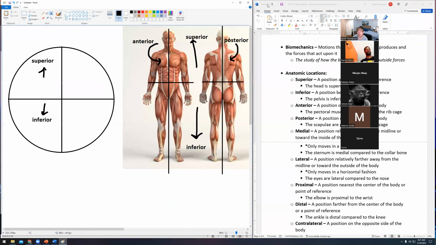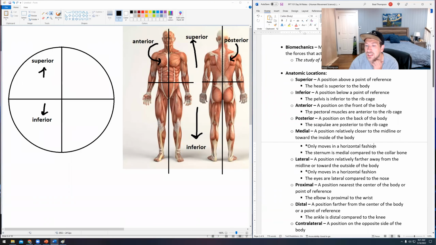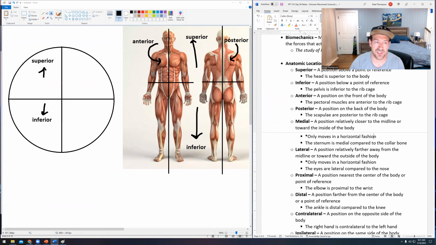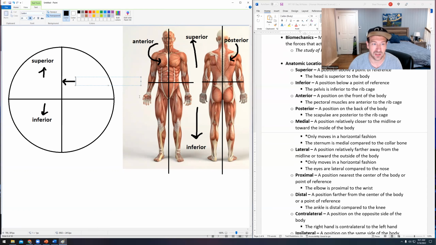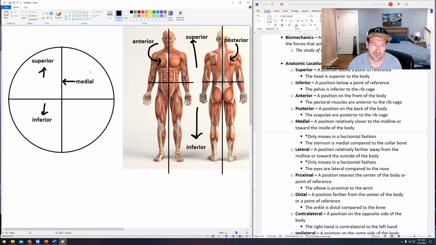So then we've got anterior, posterior. So you got medial, which is a position nearer the midline. And this is nearer the middle, right? Not center, but a position nearer the midline. So this is going to be medial, right? Because it's closer, and this is a vertical midline, right? Whereas lateral is going away from that midline. Okay, so lateral, we're going to go like this. That's going away from it.